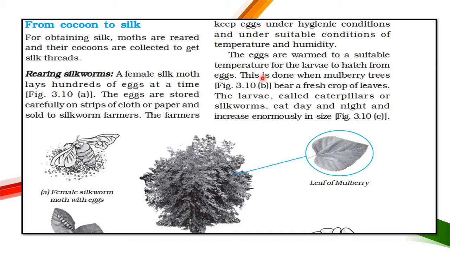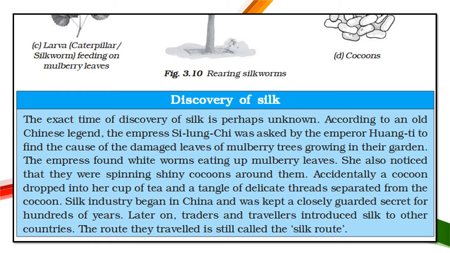Please underline. This is done when mulberry trees bear a fresh crop of leaves. Please underline. The larva, called the caterpillar or silkworm, eats day and night and increases enormously in size. Figure 3.10.